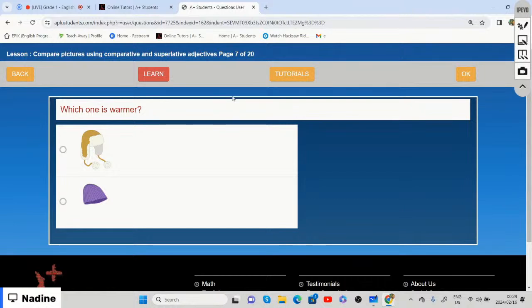All right. So we need to say which one is warmer. The first one covers the ears and the back, and then we have the second one, which is more like a fancy winter cap. So which one is warmer? Is it the first one or that second beanie?